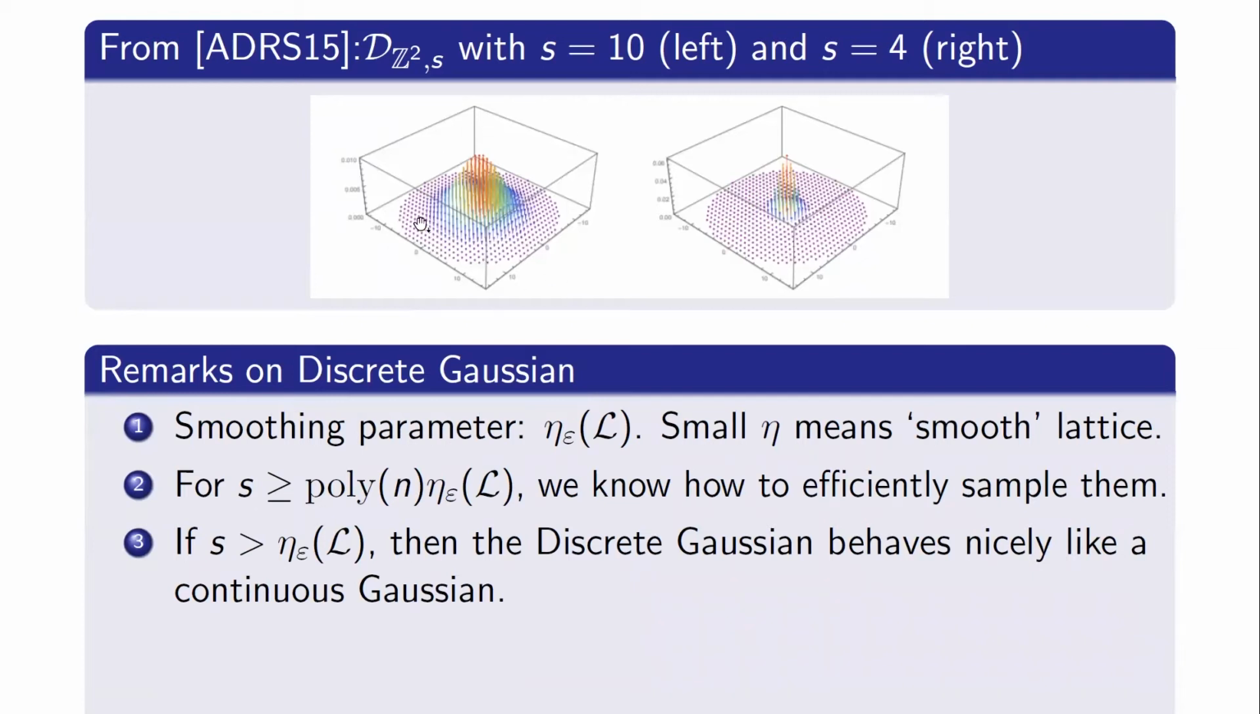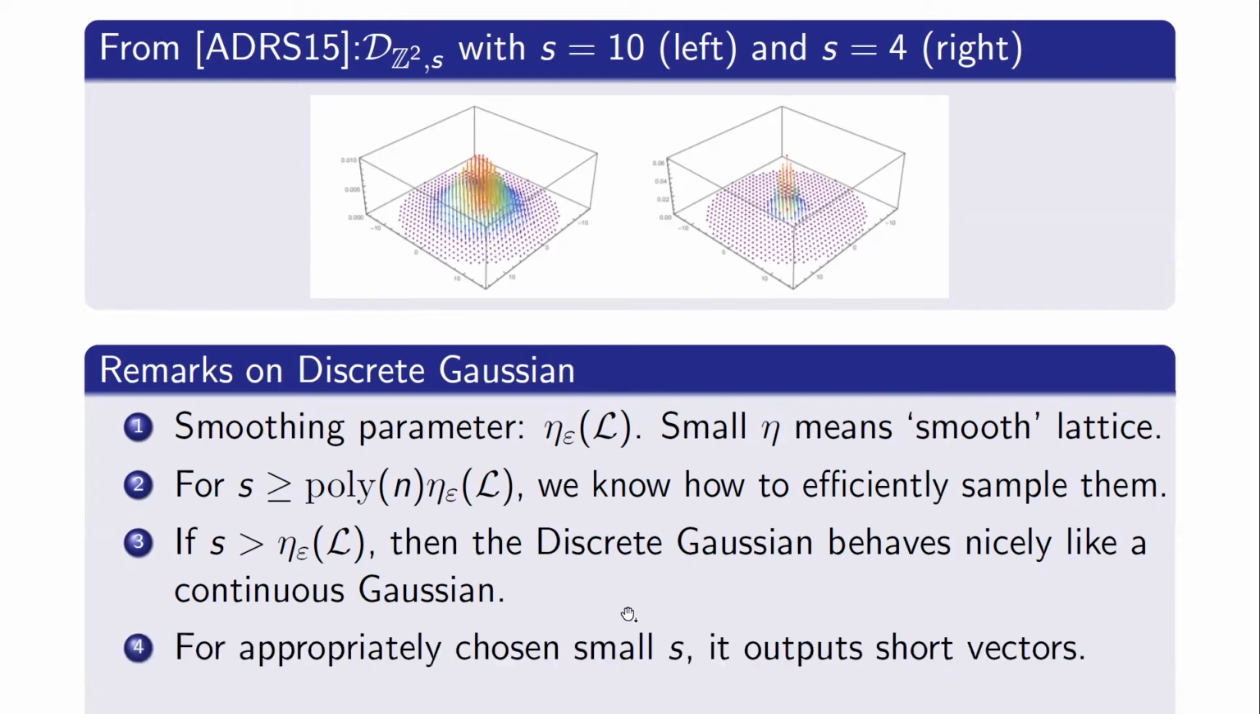When S is kind of large, the diagram is fairly smooth, looks pretty much continuous. And when S gets small, it starts to look more discrete. And next, for some appropriately chosen small S, the discrete Gaussian distribution is going to output some short vectors with some nice guarantee. And that's also how they find the shortest vector or approximate shortest vector in the previous work.